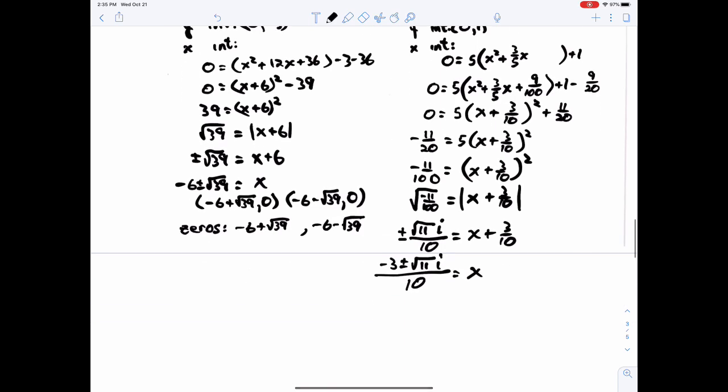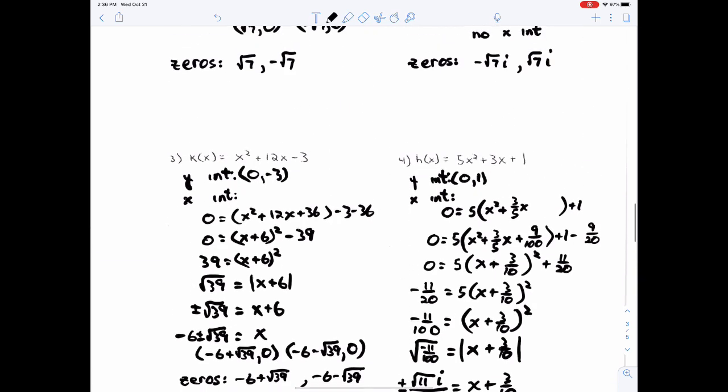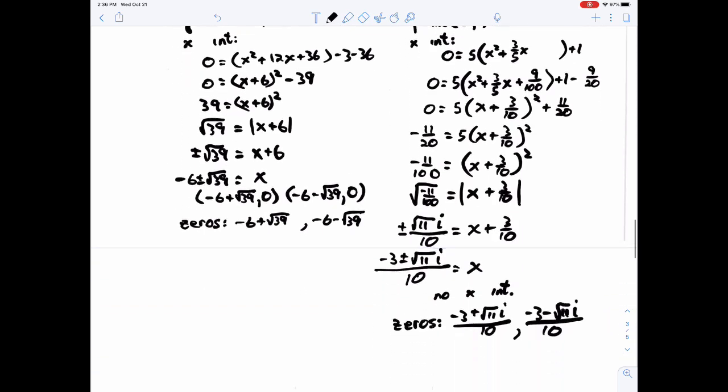All right? So what are your x-intercepts? There are no x-intercepts because these aren't real numbers. But what are the zeros? The zeros are negative 3 plus square root of 11i all over 10 and negative 3 minus square root of 11i all over 10. Why? Because if I substitute either one of those numbers into the equation for x and calculate it, you'll get a y value of 0. Okay?